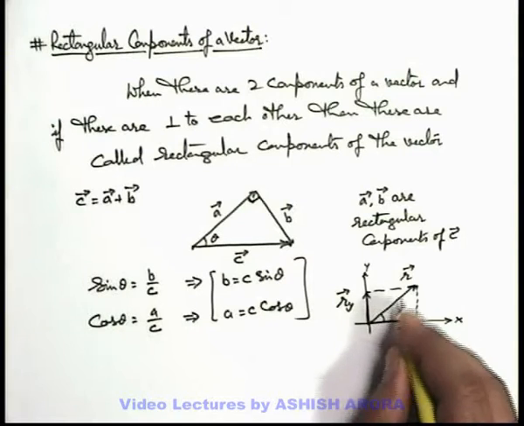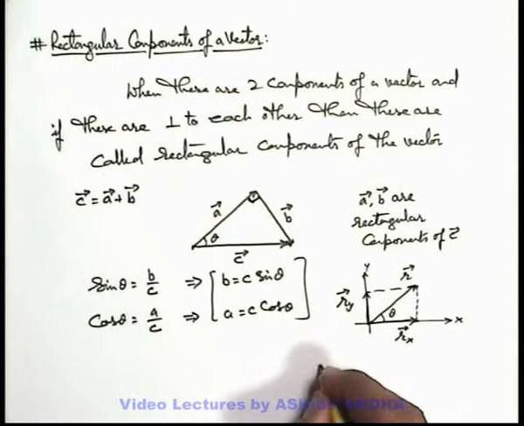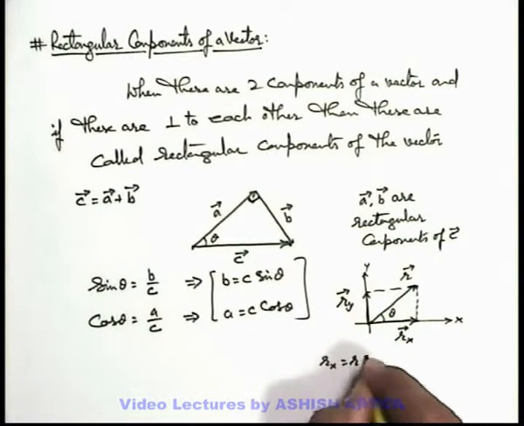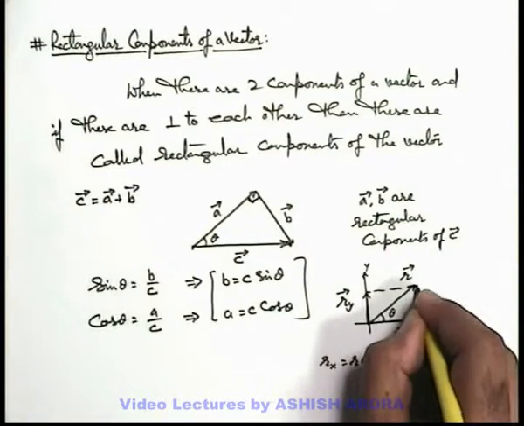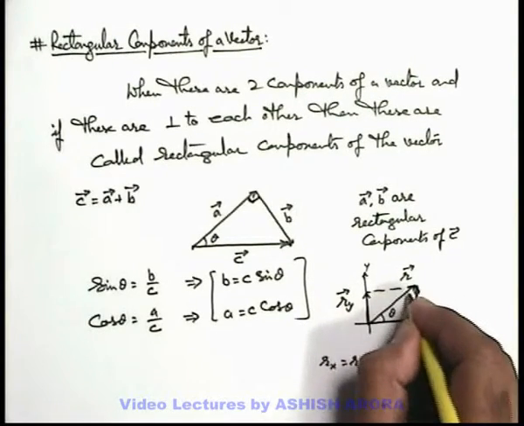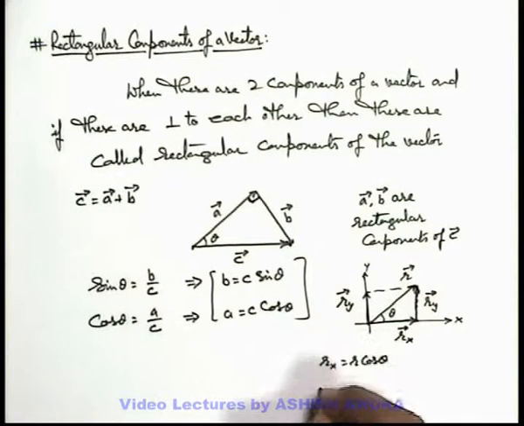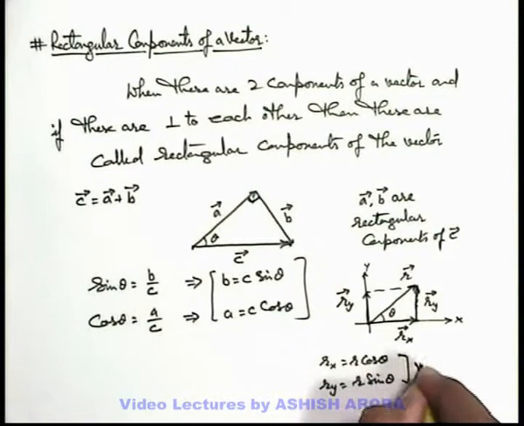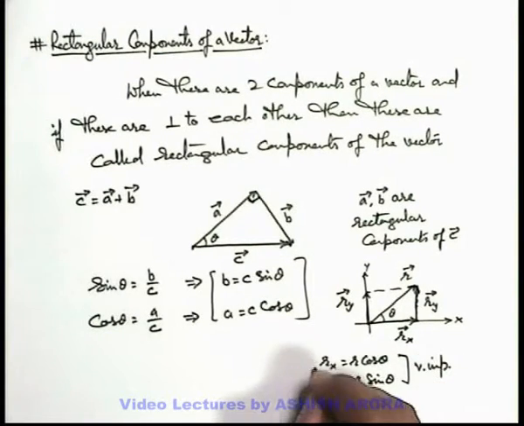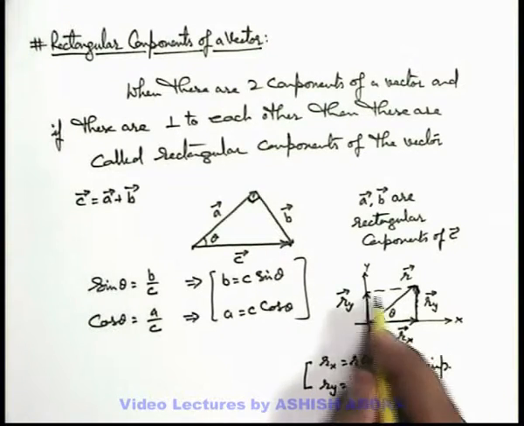If this main vector r makes angle theta with the x-axis, you can simply state the vector rx has magnitude r cos theta. The vector ry, which is parallel to the y-axis, can be written as r sine theta. This is again a very important technique by which we resolve a vector into two perpendicular components along the x and y axes.